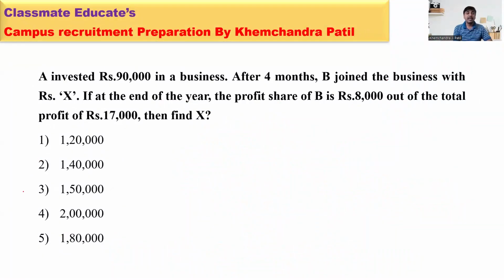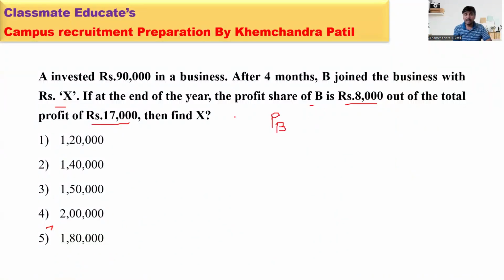Now the next question. A invested 90,000 rupees in a business. Now after 4 months, B joined the business with rupees X. So how much money B invested, we don't know. At the end of the year, the profit share of B is 8,000 out of the total profit of 17,000. Now see, initially B was not in partnership. After 4 months he joined, and that partnership lasts for 1 year. It means that time of investment of B's money is only 8 months. So you keep this in mind.